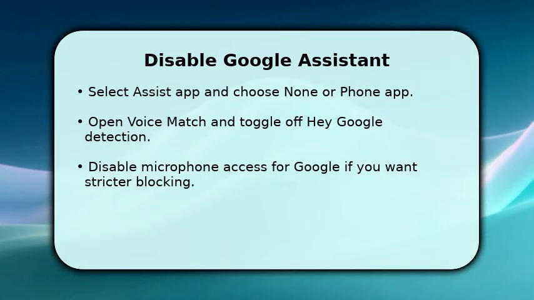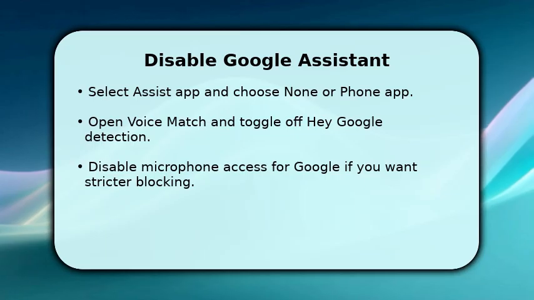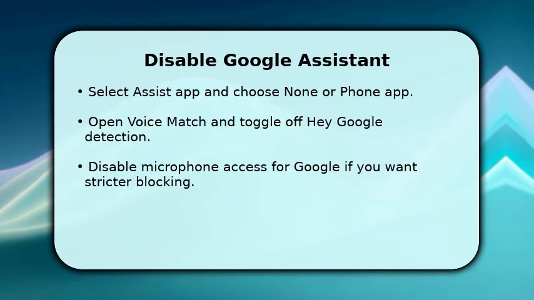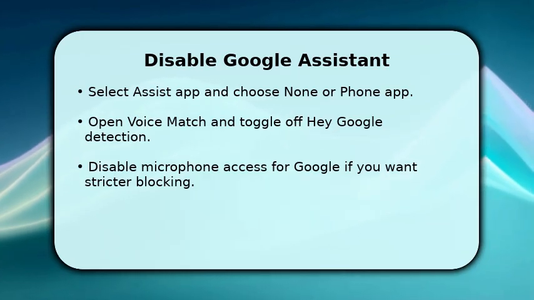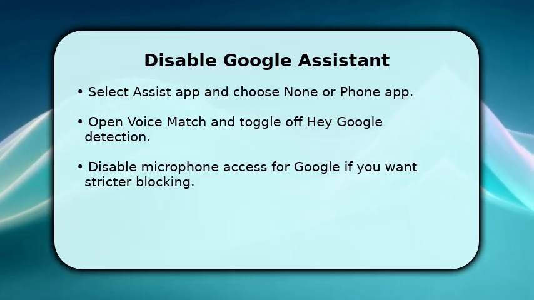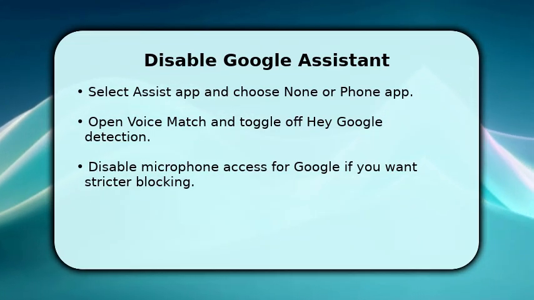Now tap Assist app and choose None or your phone app to remove Google Assistant as the default. This stops automatic Assistant activation. Once done, open Voice Match and toggle off Hey Google detection so hot word activation is disabled. Make sure both while locked and unlocked options are off if shown.